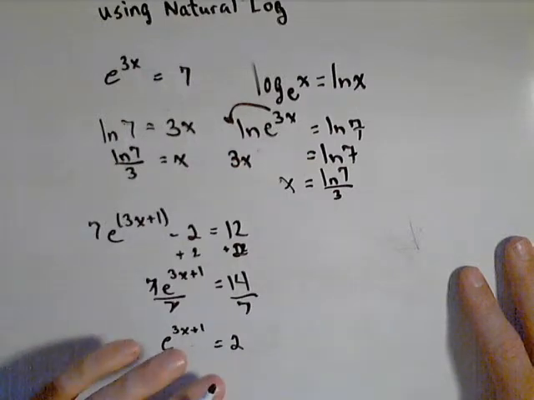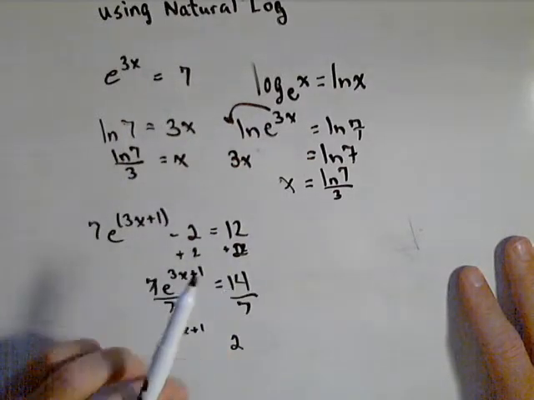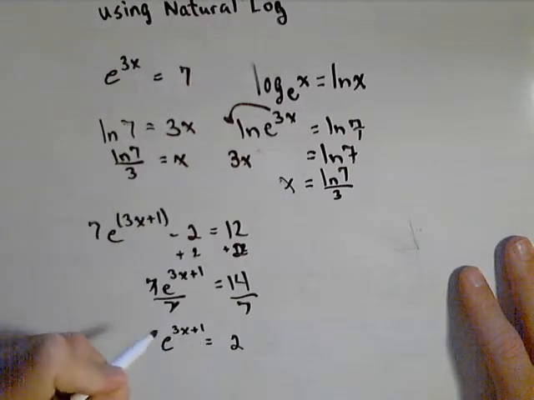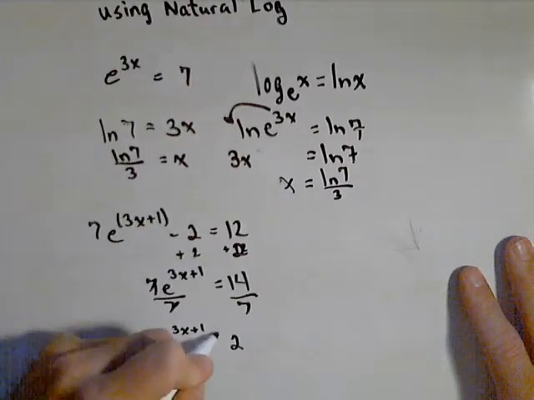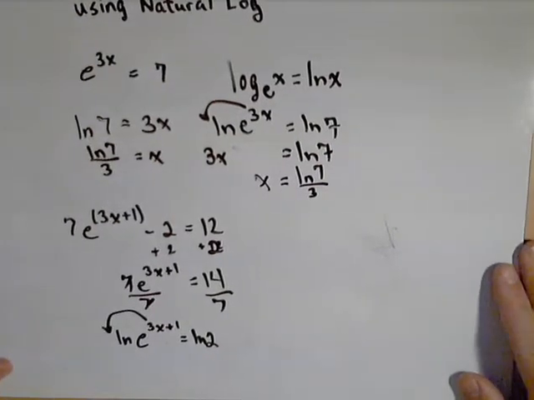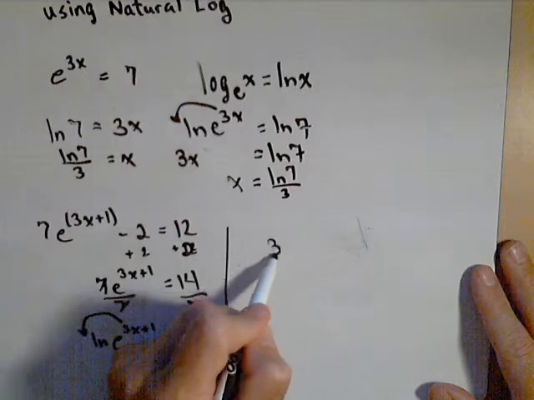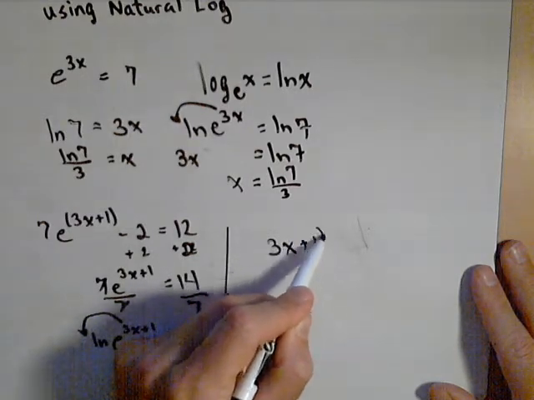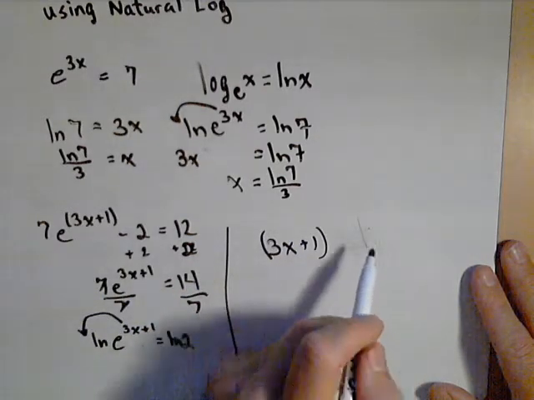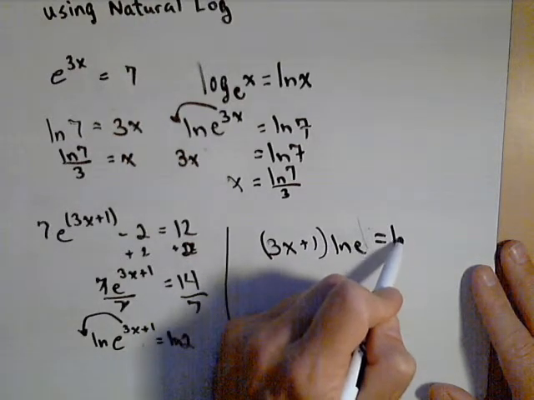And again, we're at that point where we can think of rewriting it as a natural log, or we can think of taking the natural log of both sides. So let's take the natural log of both sides. That allows us to pull our exponent out front. So I'm going to write it over here to the side. So I have 3x plus 1. You do want to put that in parentheses, times the natural log of e equals ln of 2.